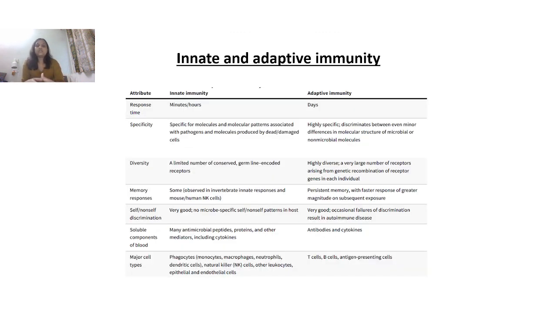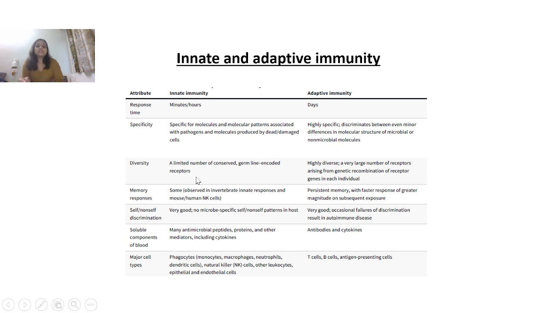So, before starting, obviously, it is known what the differences between the innate and adaptive systems are. Innate immunity takes only minutes or hours to respond to the pathogen, while adaptive immunity takes days. Innate immunity is specific for different molecules or patterns associated with the pathogens or the dead or damaged cells, while adaptive immunity is highly specific. It can discriminate even between major differences in the molecular structure of microbial or non-microbial molecules.